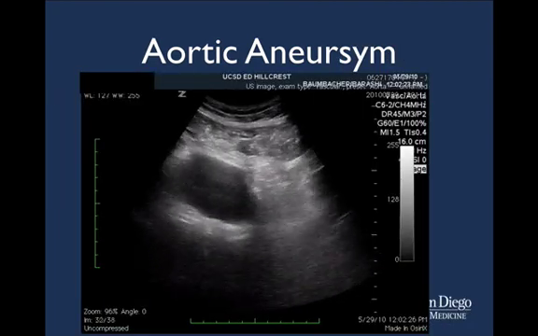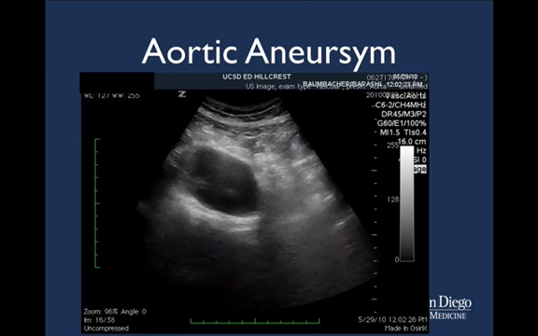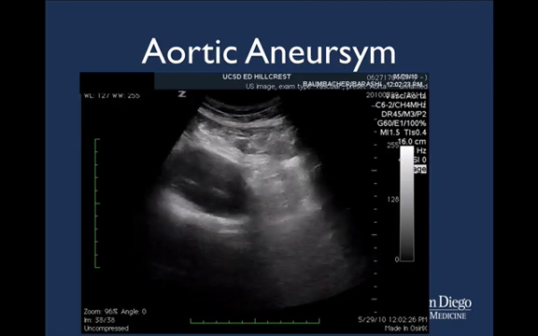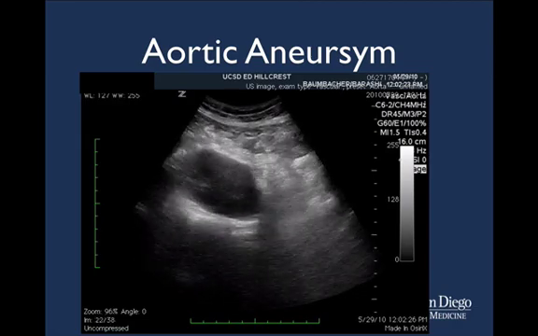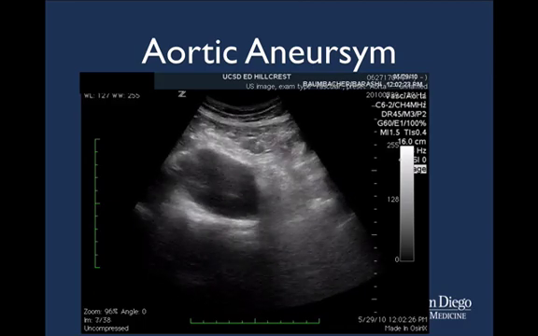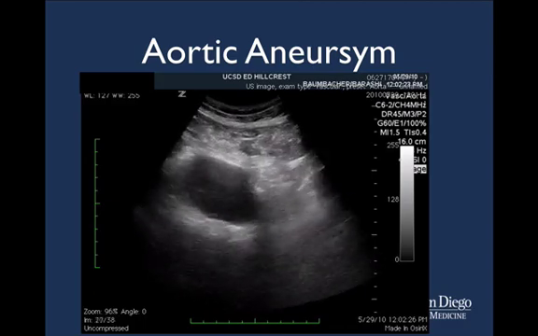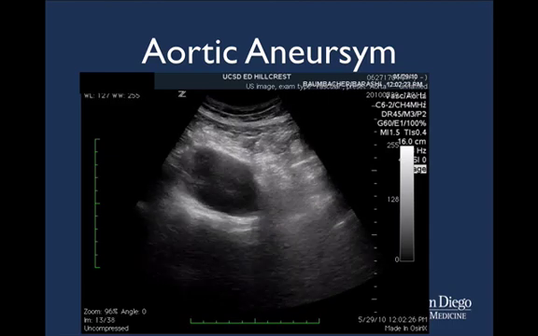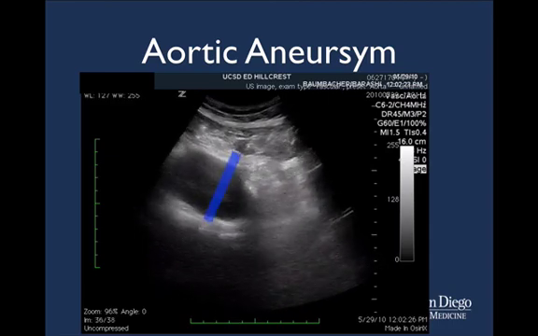This is another example of an abdominal aortic aneurysm. We can see here it's much larger than 3 centimeters and is pulsatile. Again, we would want to measure outer wall to outer wall.